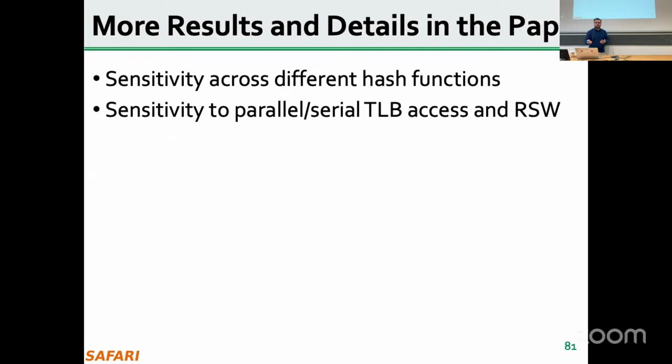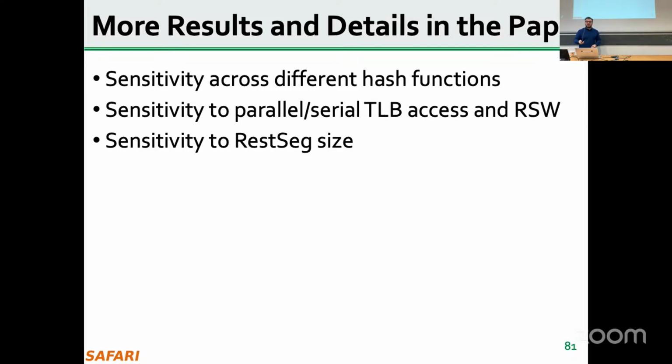Sensitivity across different hash functions, parallel and serial TLB access. With respect to this, yes, there's a trade-off. You could simply do the access serially, which would need less energy, but you would lose in terms of latency. So it's a trade-off of energy, or power, let's say, versus latency in this scenario. And we have the results in the paper. You lose around, I don't remember, I think 2 or 3% of performance, but you gain back something in terms of power.